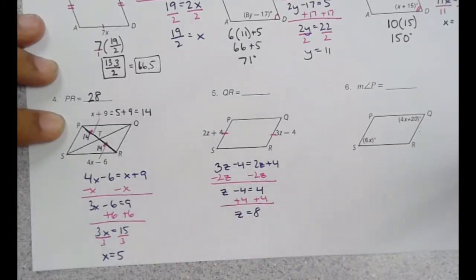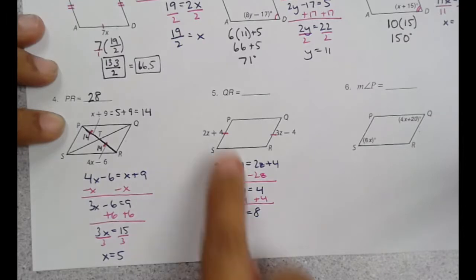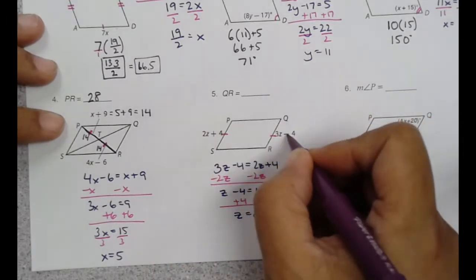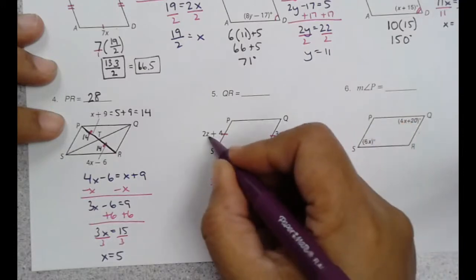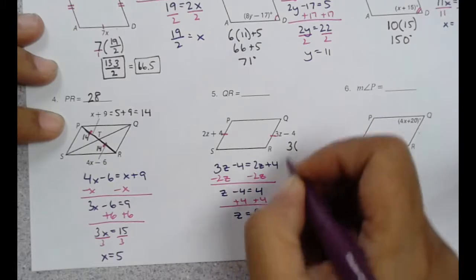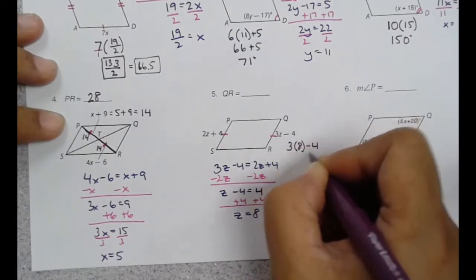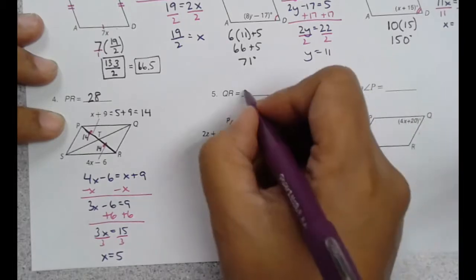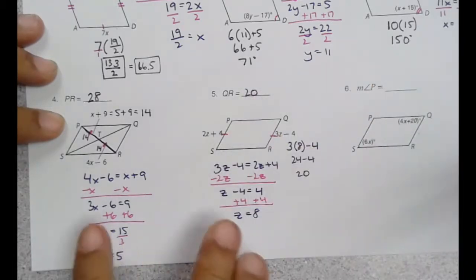But 8's not the answer because they want us to solve for QR. Now QR is right here, so I'm going to plug it into this. Now technically you could plug into here also because they're both equal, but I'm going to plug it in here. 3 times z, z is 8, minus 4. So 3 times 8 is 24, minus 4 gets us 20. So this is side lengths here.